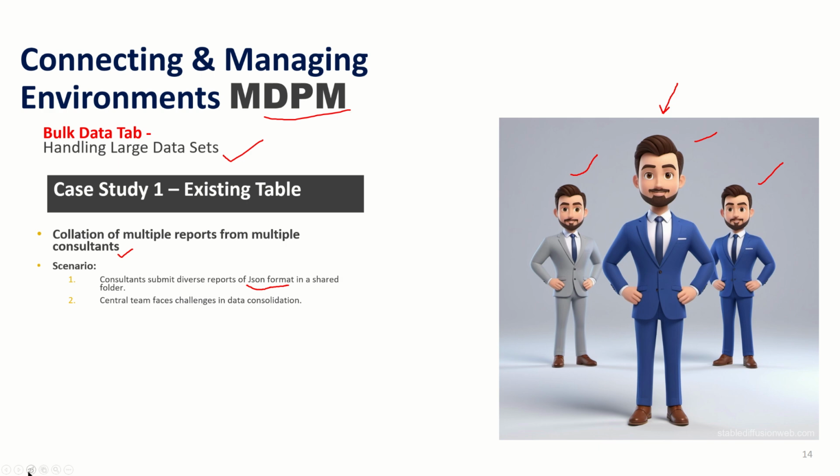So I'm just going to bring out what I have today, as you can see. The scenario here is to be able to have an application where multiple consultants will send in JSON format files into a shared folder. Could be any shared folder that you have. Could be a SharePoint list, could be Hotmail Drive or G Drive, whatever you have. So the central team currently in this particular scenario is facing challenges in collating the data.